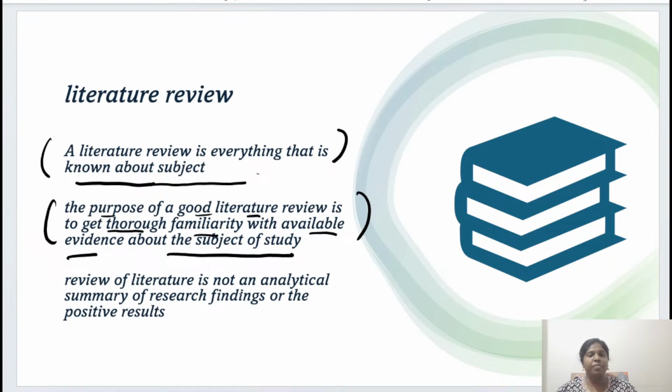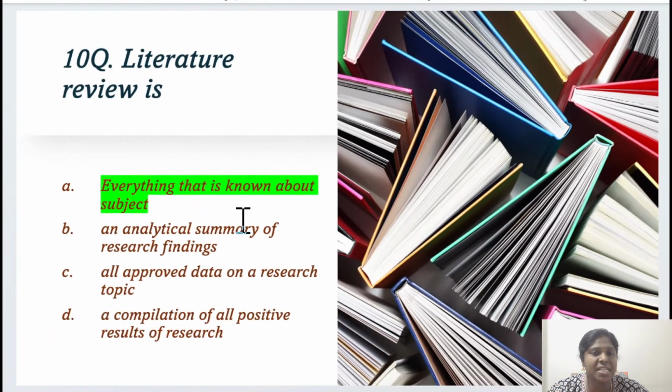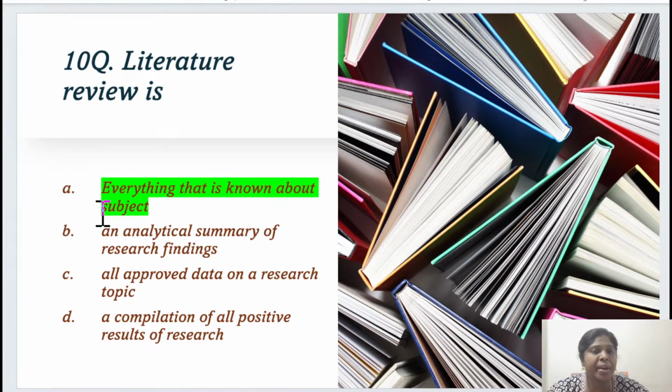So, this review of literature is not an analytical summary of research findings or the positive results. The review of literature does not depend upon the results. Here we only have the data. Understood? And it is only seen at the start. So, the answer for this question is: everything that is known about the subject is literature review.